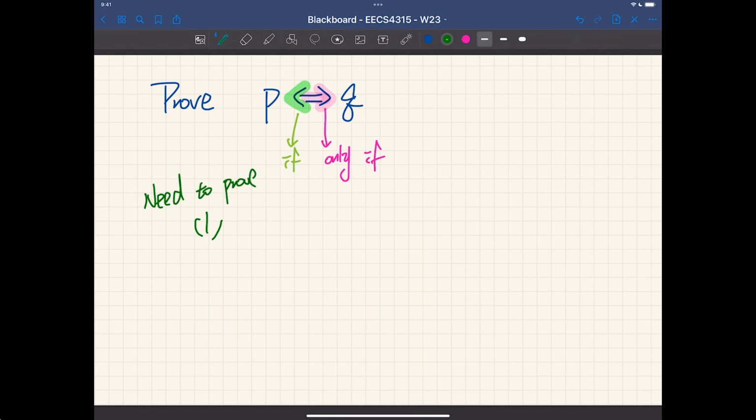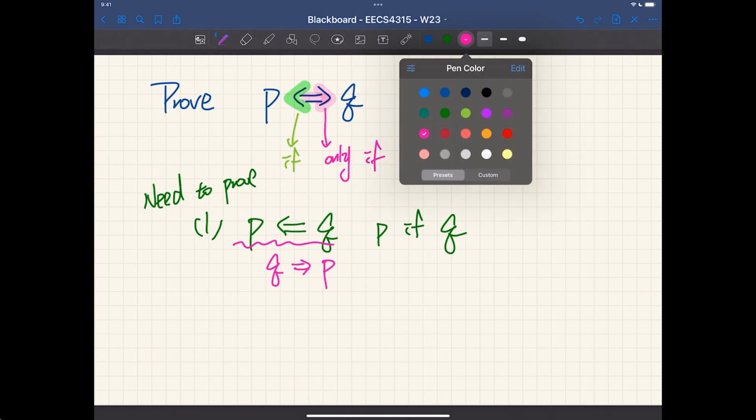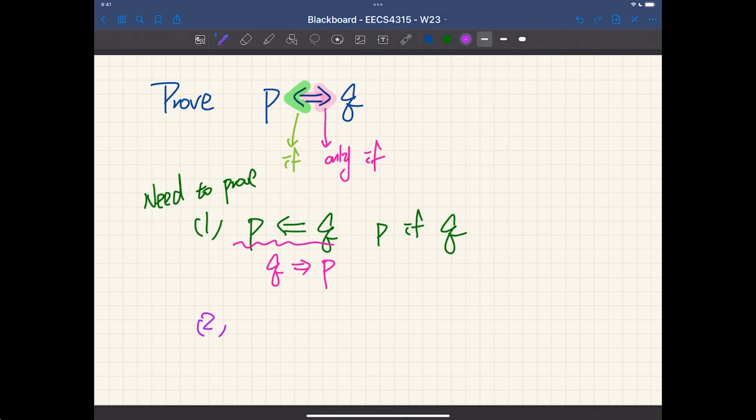Number one, P if Q. This will be P if Q. And of course, if you're not bothered by this, it means Q implies P. The same, right? Okay. And number two, you also need to prove that P implies Q. This will be the P only if Q part.